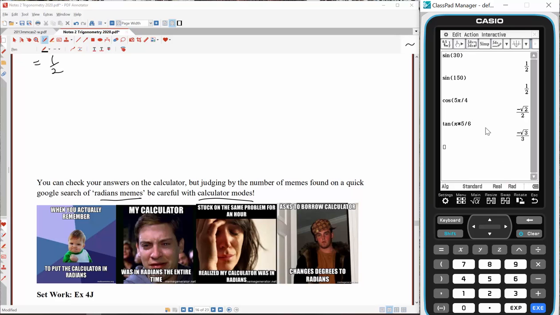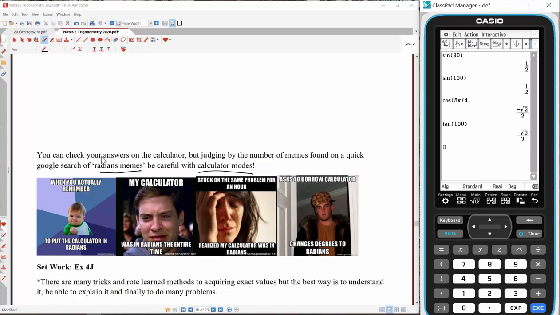So radians is there, or 5 pi on 6, what's that? That's 150 degrees. So I can convert that to degrees and ask the same question, and we get exactly the same answer in degrees. Okay.